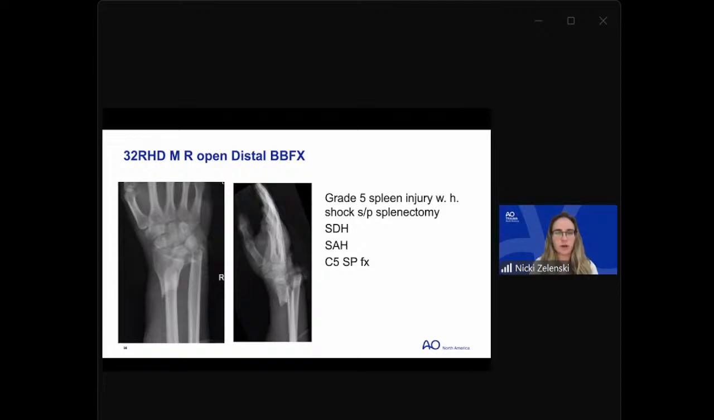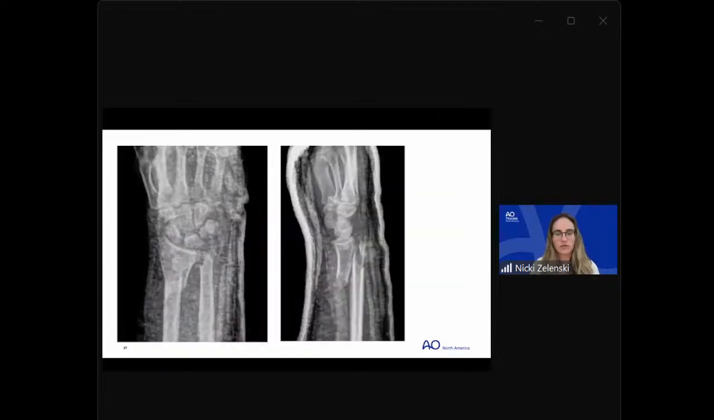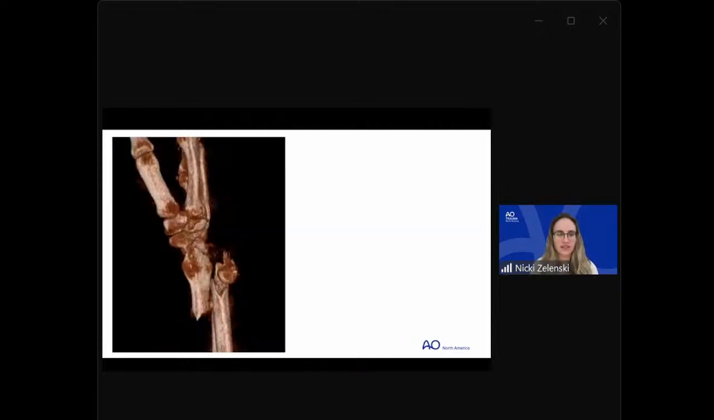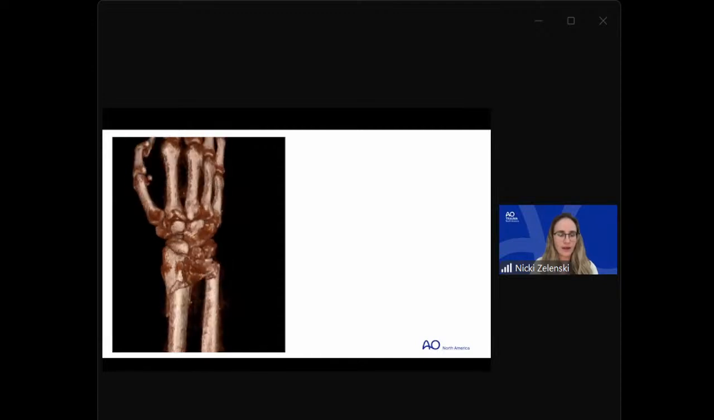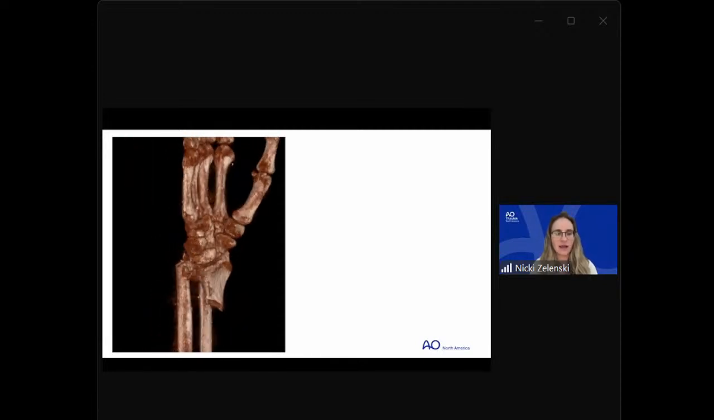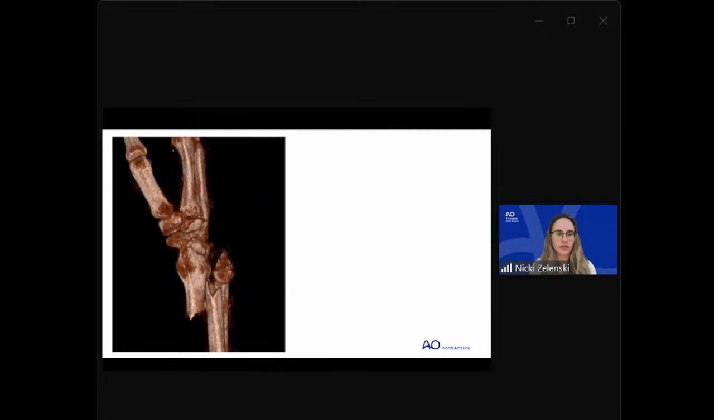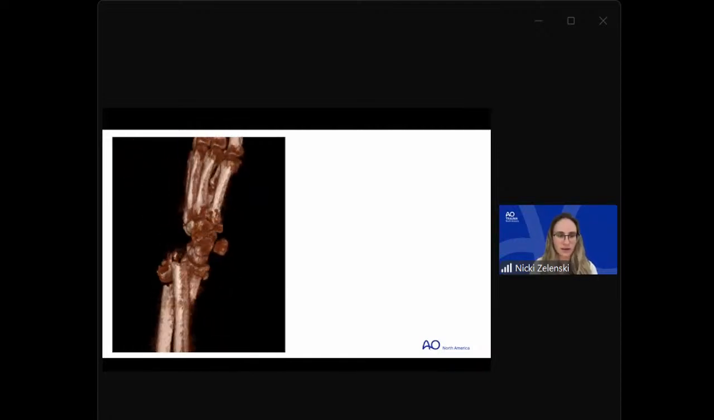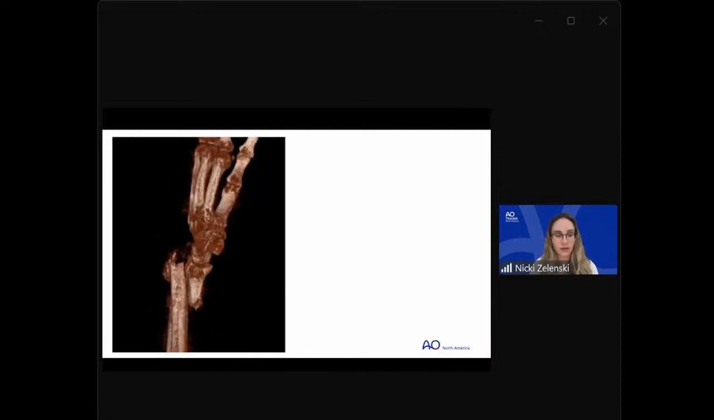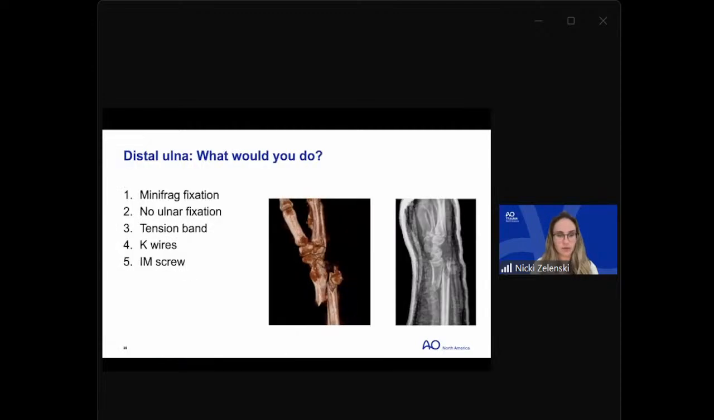So here's another case where I learned quite a bit. So he's a 32-year-old. He's right-handed, and he came in with an open distal both bone that you can see here. This is his post-reduction film, and I couldn't really tell where the ulnar head was. So we got a CT. And you can see that that ulnar head is sitting behind the radius. It's completely dislocated from the DRUJ, and it was blocking the radius closed reduction.